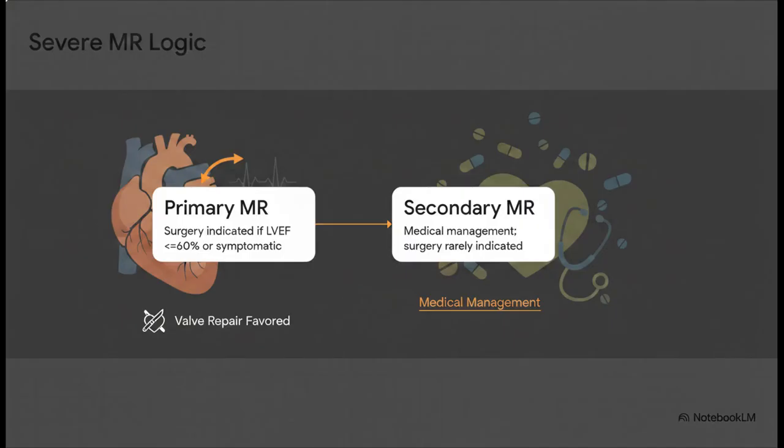So, how do you know exactly when to operate for severe primary MR? Well, surgery is indicated the moment symptoms appear. Or, and this is a massive, highly tested trap, when the left ventricular ejection fraction drops to 60% or lower, even if the patient claims they feel perfectly fine. It's absolutely crucial to remember that durable valve repair is heavily favored over replacement, mainly to avoid lifelong anticoagulation. On the flip side, secondary MR is generally managed medically.